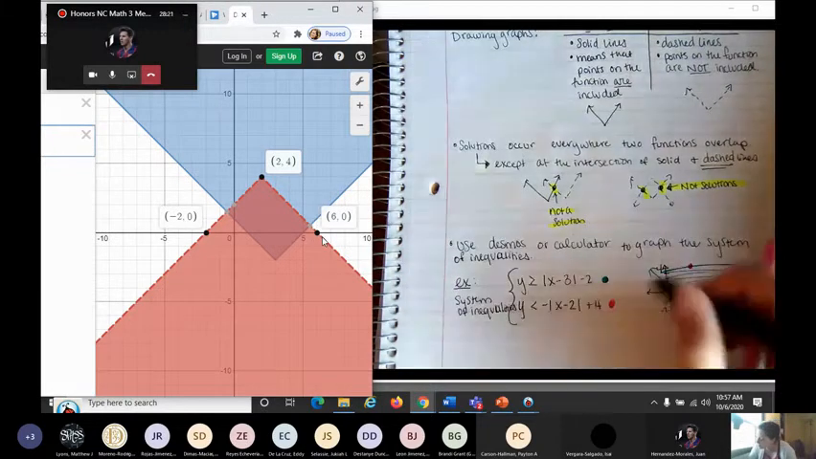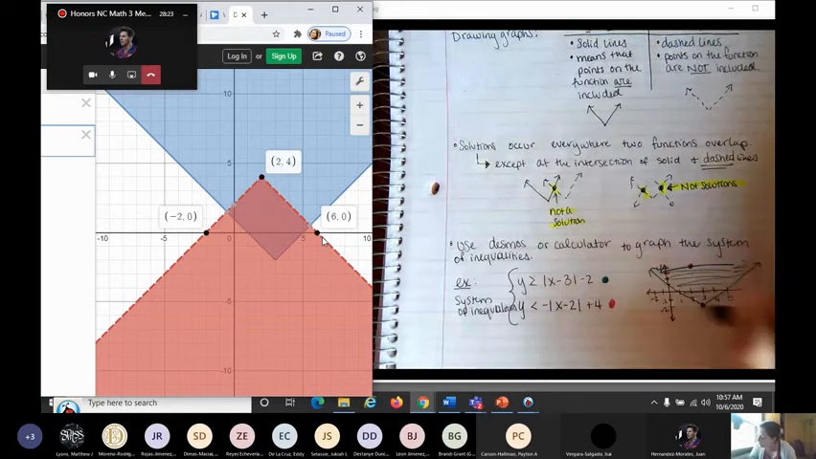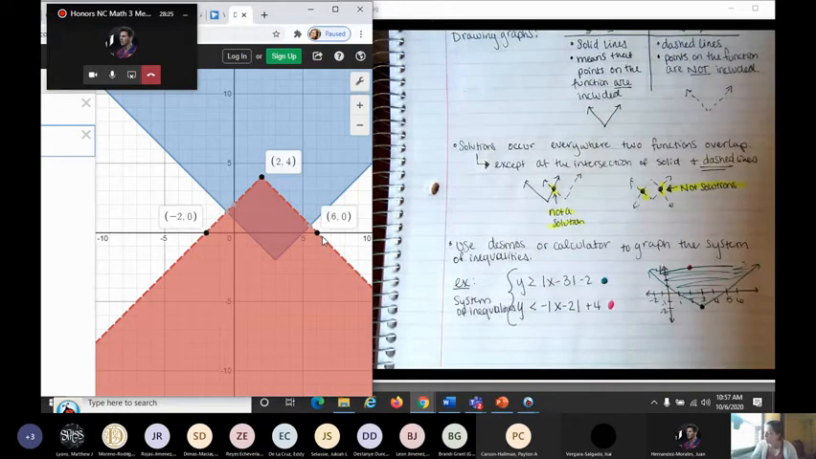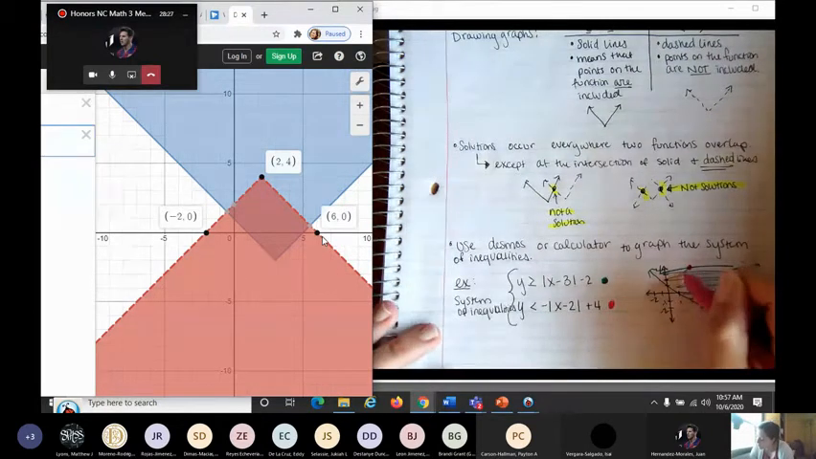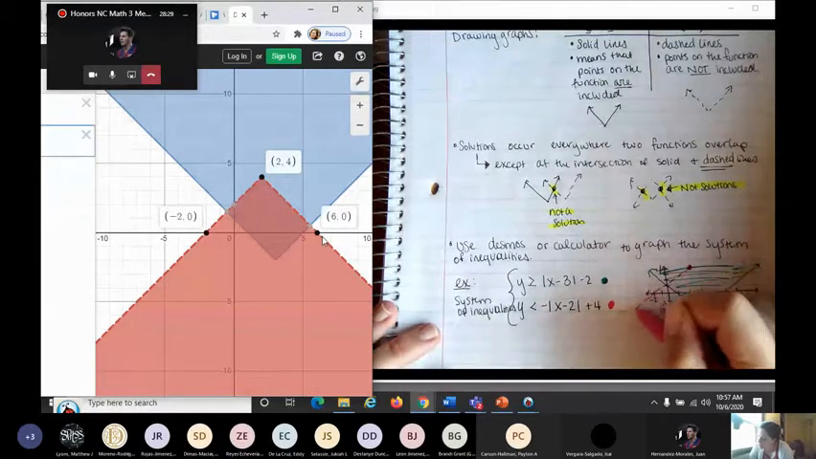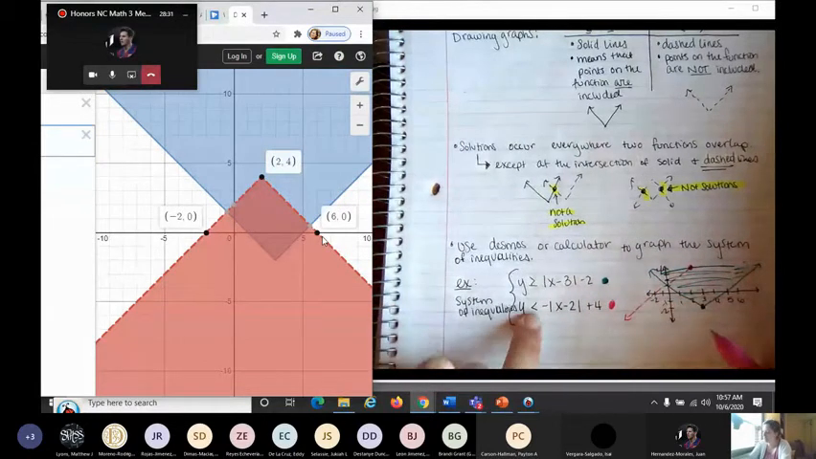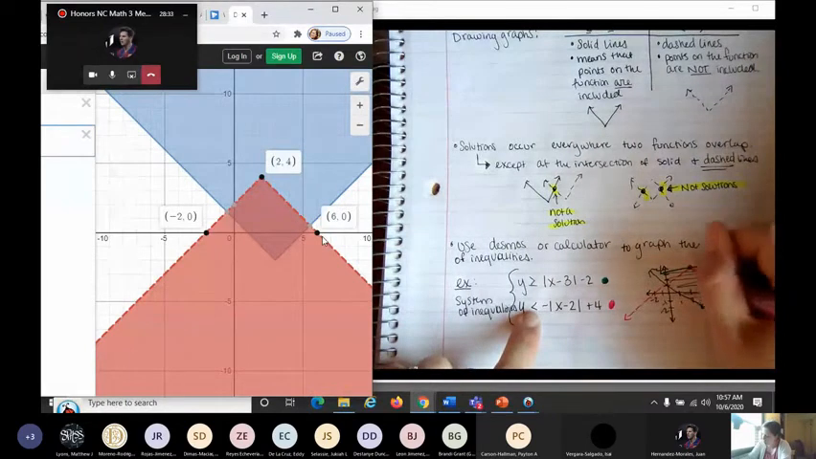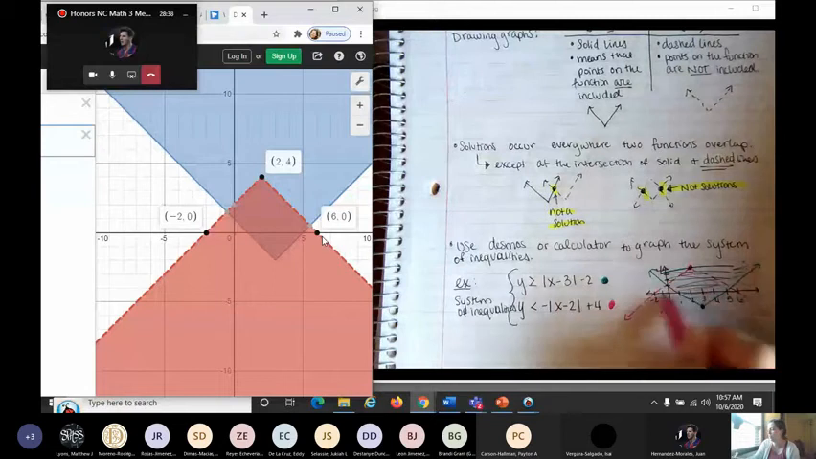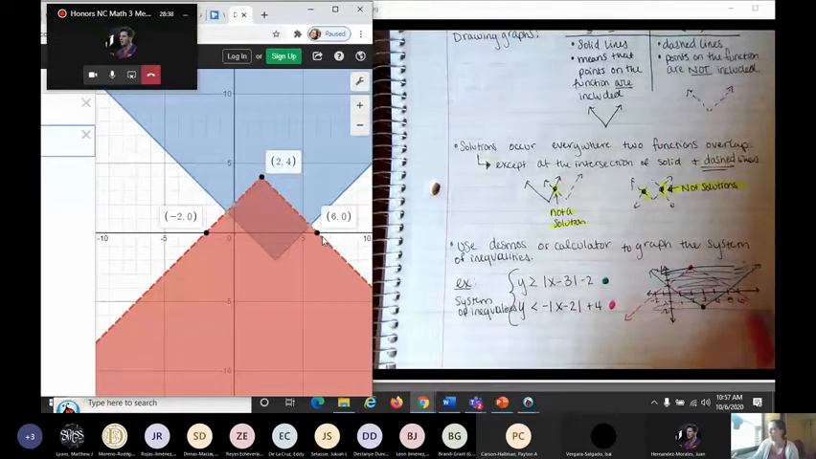So (-2, 0) and then 6. So it's going to be a dashed line because it's just strictly less than. And then this is going to pass through 6. All right, and then everything below this is going to be shaded.